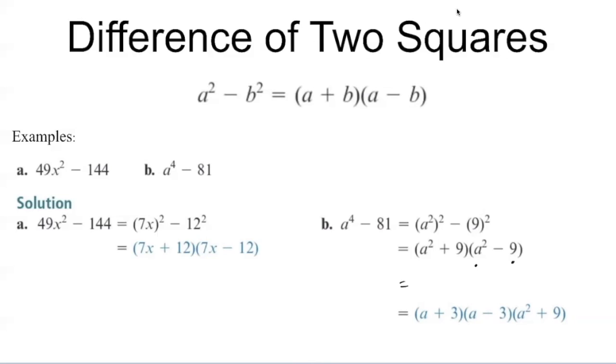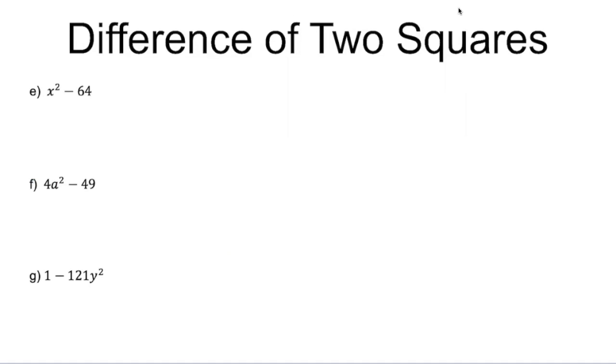that's the same as saying a all squared minus 3 all squared. Obviously, like I said, the a squared plus 9 remains. And then I state the difference of the two squares. So let's look at a few examples.